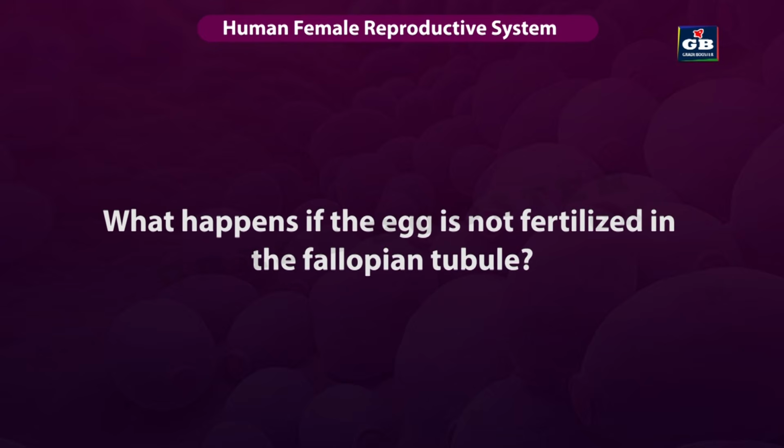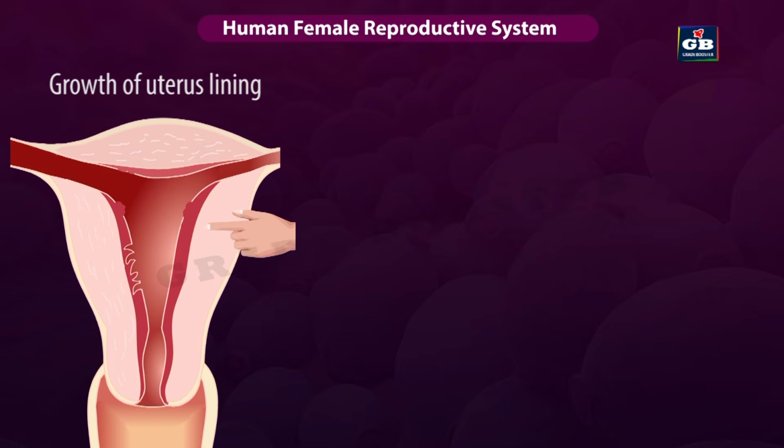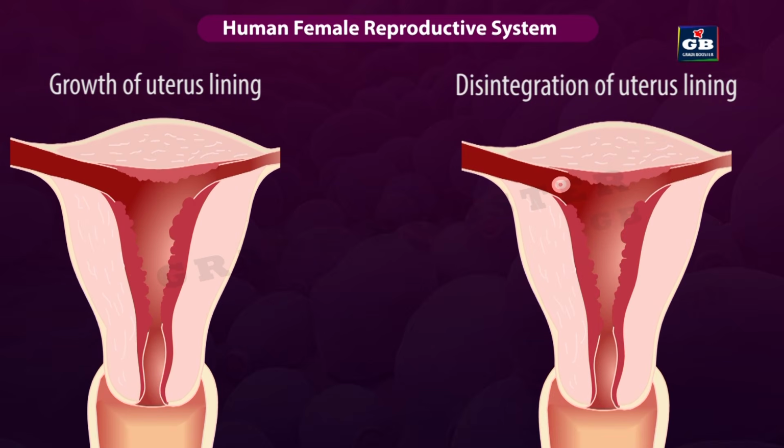What happens if the egg is not fertilized in the fallopian tubule? Every month, the walls of the uterus get lined by blood vessels and tissues in anticipation of an embryo. If the egg is not fertilized and the embryo is not formed, then the unfertilized egg lives for 1 day. After that, the egg gets dissolved, and the tissues formed on the lining of the uterus along with the blood slowly break and are expelled out through the vagina.